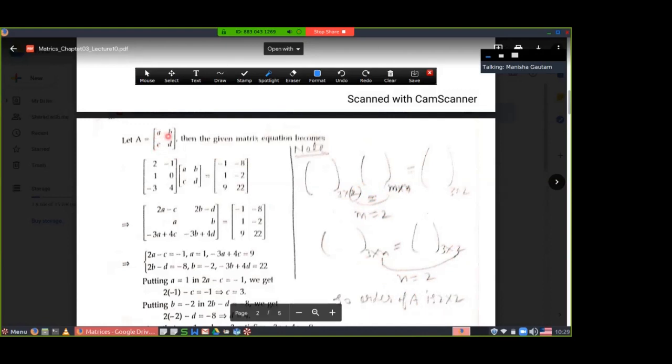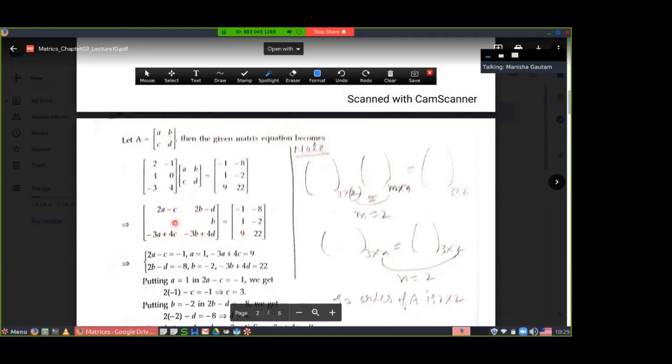A is a matrix of order 2 by 2. Take the elements a, b, c, d, put at the place of capital A and multiply left hand side. You will get the new matrix 2a minus c, 2b minus d, a, b, minus 3a plus 4c, minus 3b plus 4d, and right side is already given. If two matrices are equal, you can compare corresponding elements.